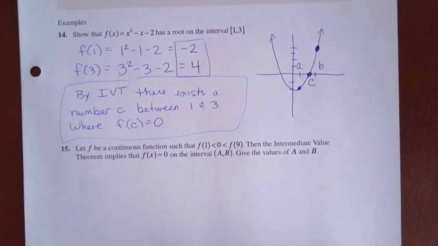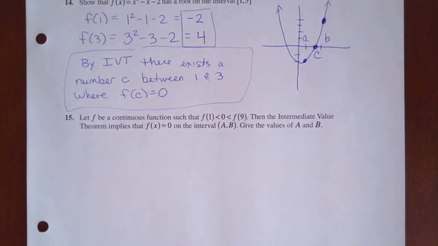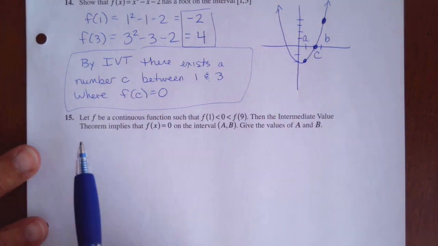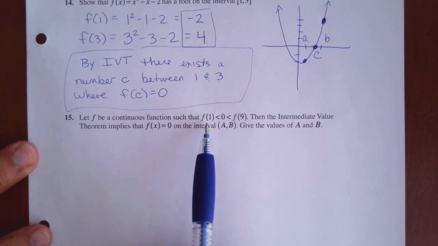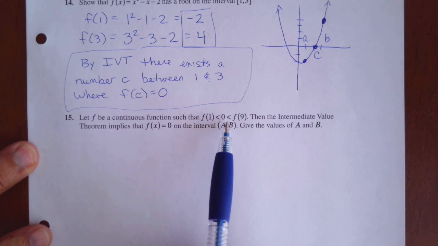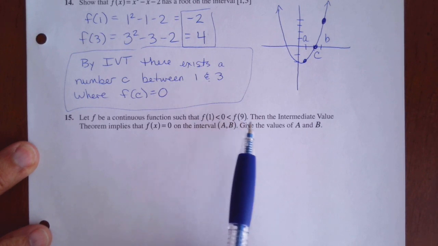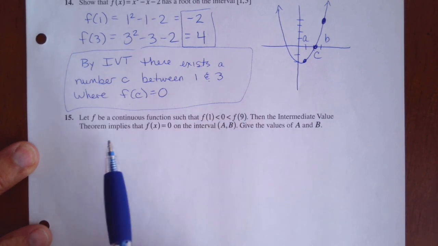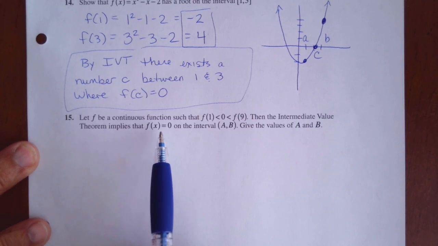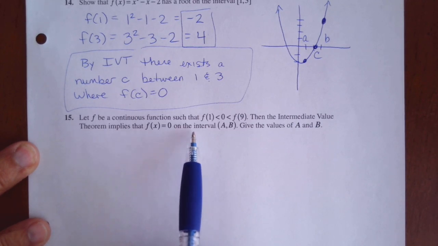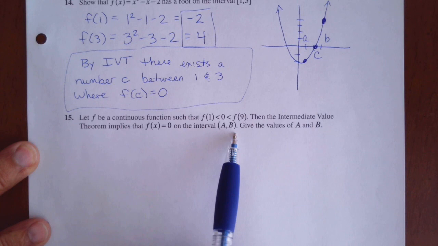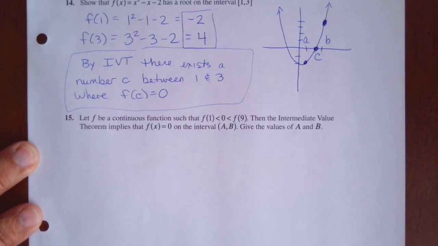Okay? All right, last problem, which I'm pretty sure is a WebWork problem, and there's no work to be done, so you just have to read it carefully. It says, let f be a continuous function such that f of 1 is less than 0 is less than f of 9. Then, the intermediate value theorem implies that f of x equals 0 on the interval between a and b. Give the values of a and b.